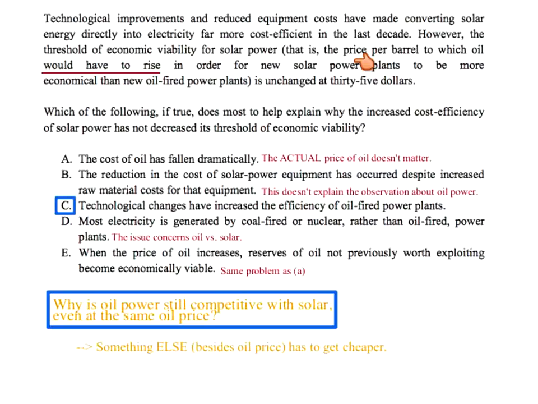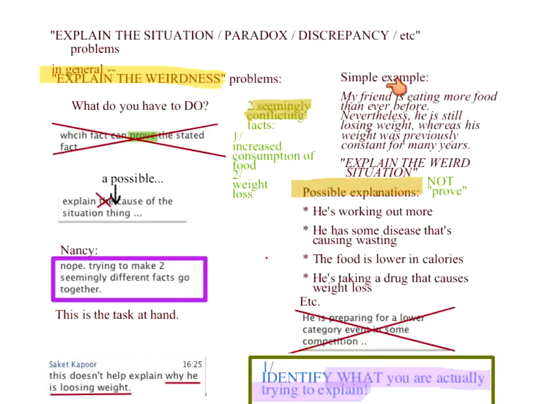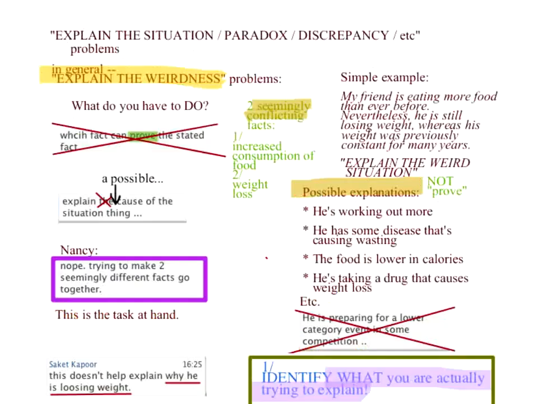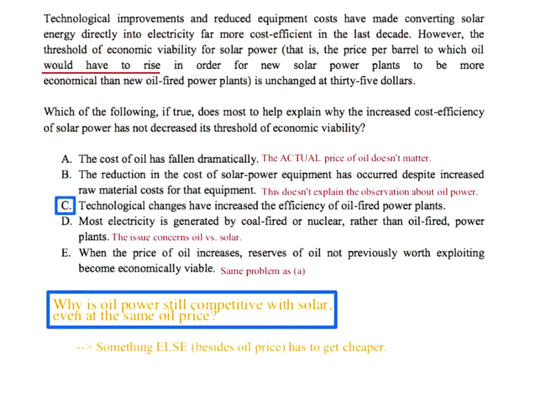the passage doesn't explain why that. That's the whole point. It's kind of like this passage doesn't explain why my friend is losing weight, and so we have to come up with a reason why. This passage doesn't explain why oil doesn't have to change in price. We would expect that it would have to. Just like I would expect that my friend would gain weight or at least not lose it, and so I have to explain this weirdness.